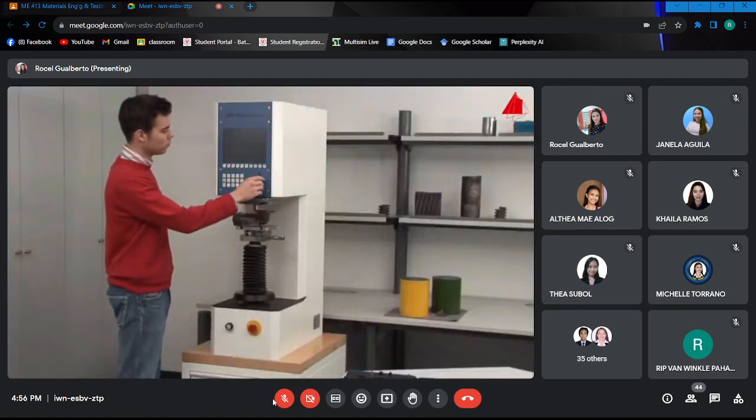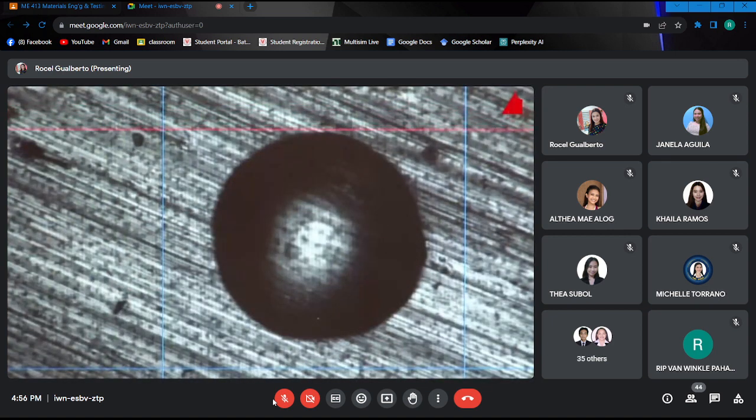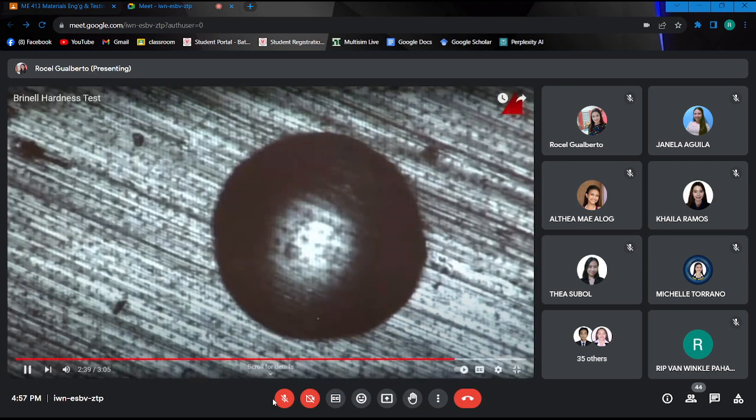The indentation can now clearly be seen on the monitor. With the control knob, the tester places 4 measuring lines on the edges of the indentation to measure its diameter. That's it. The testing machine can now calculate the Brinell hardness.